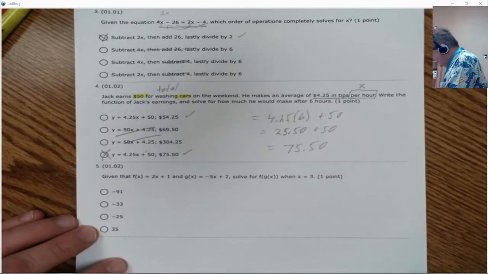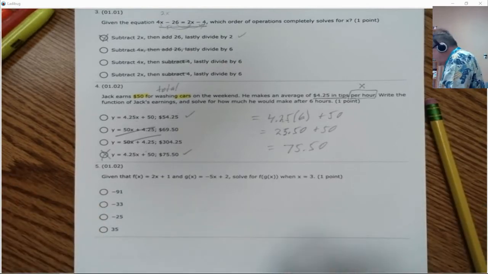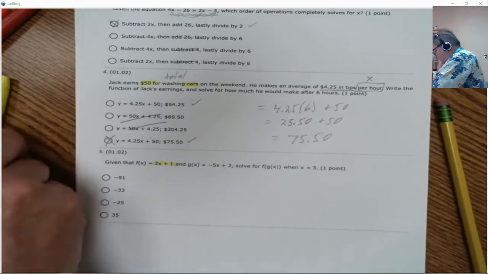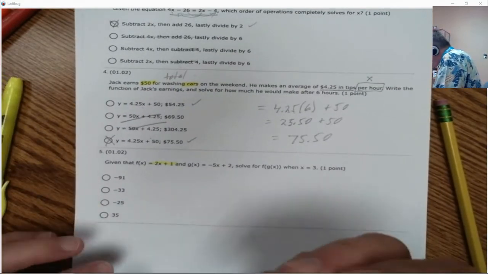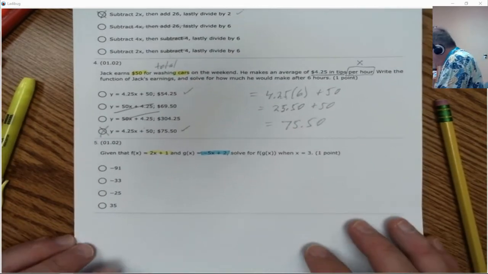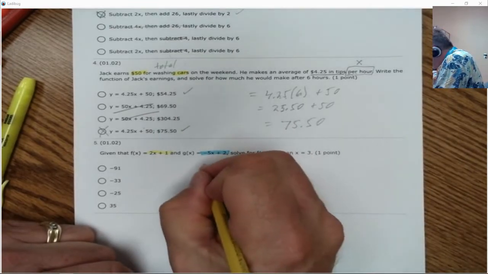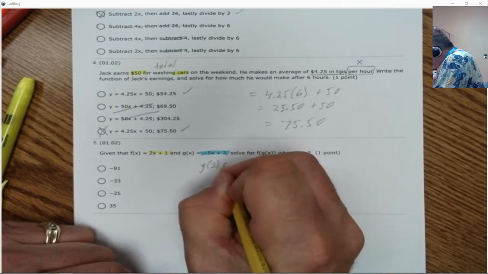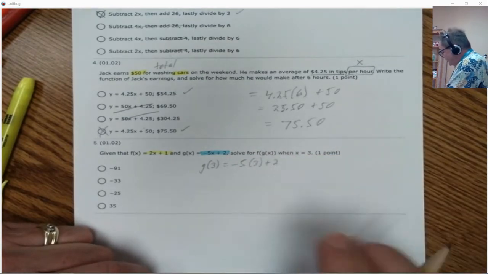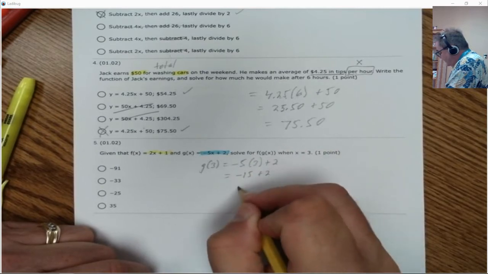Okay. Given that f of x equals 2x plus 1, so that is our f of x, 2x plus 1, and our g of x is negative 5x plus 2. What is f of g of x when x equals 3? So if x equals 3, let's put that in for the g first. Negative 5 times 3 plus 2. So negative 5 times 3 is negative 15 plus 2. So that'd be negative 13.